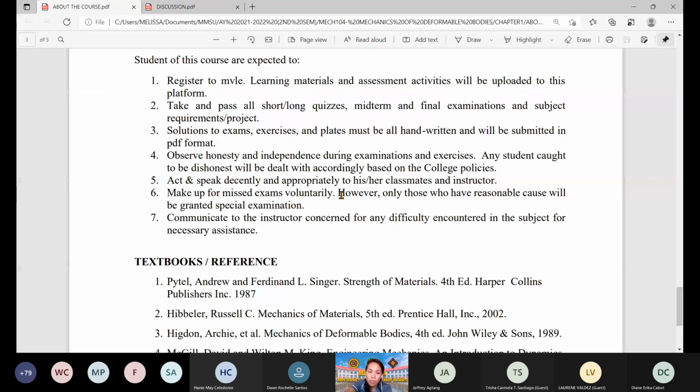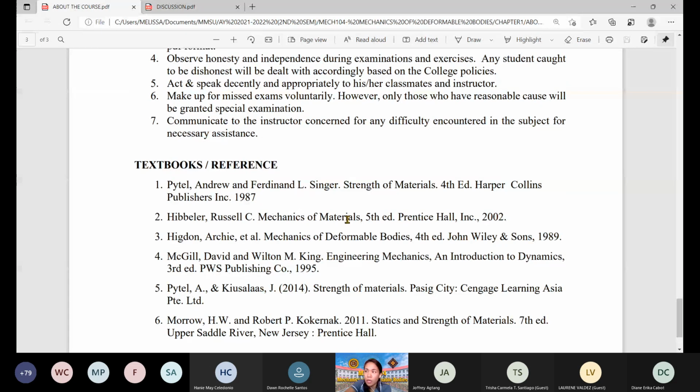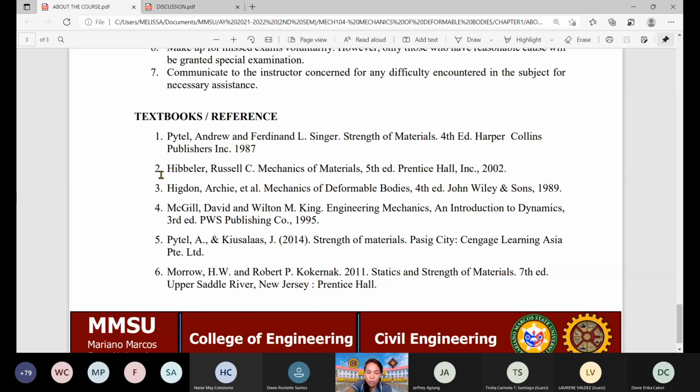Okay? So, these are my textbook or references. So, ito yung pinaka-common na ginagamit ko. This one, the Pytel, Andrew, and Ferdinand Singer. Ito yung kulay green na pinost ng kaklase nyo kahapon dun sa GC. So, yun yung pinaka-common na ginagamit ko for my references. Available ata siya sa internet if I'm not mistaken. And then, ito yung iba. Beer, McGill, yan yung mga ibang references ko.